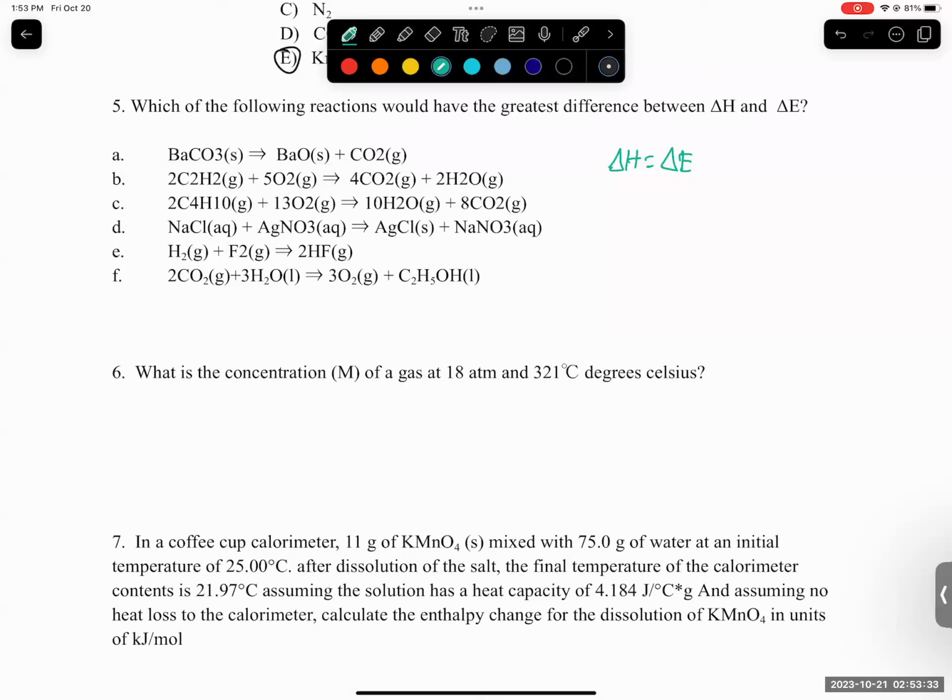All right. From my understanding, the delta H equals the delta E when the moles of gas are the same. Like 100%, the moles of gas are equal on both sides. That's when the delta H equals delta E. Then there are other conditions where delta H is approximately delta E. So they're around the same. And which ones would those be?